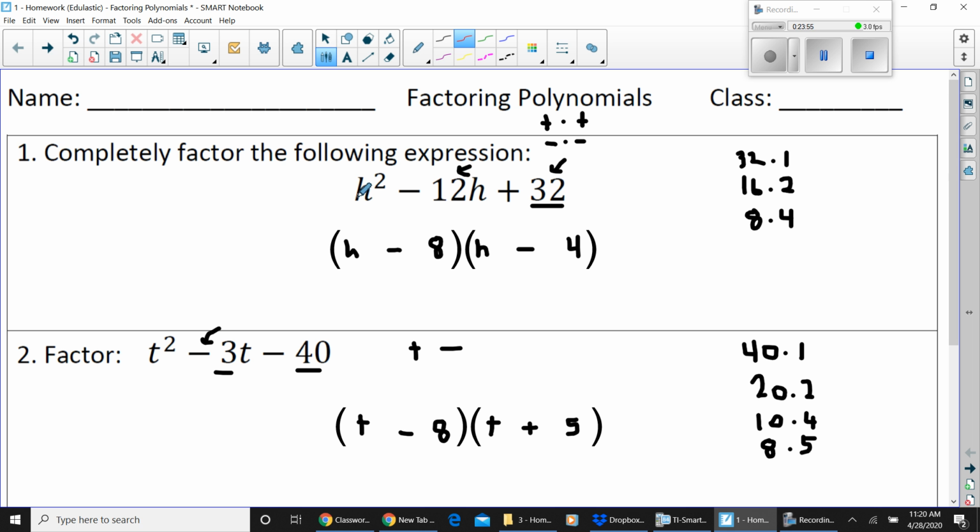And factoring out a trinomial, you set up the two parentheses just like this. Look for factors of 32 that multiply to 32 and add or subtract to 12. All right, and that will cover that.